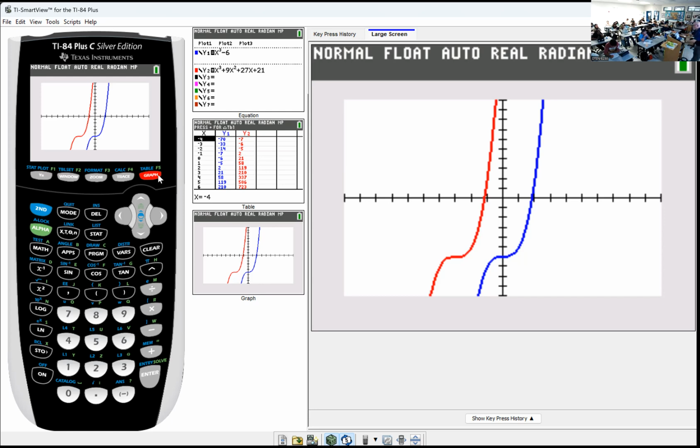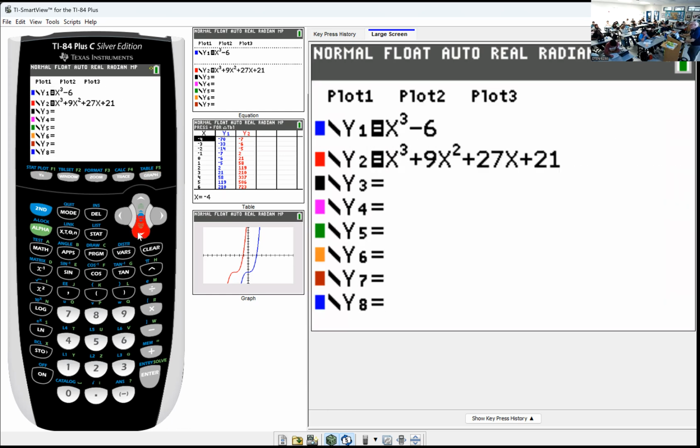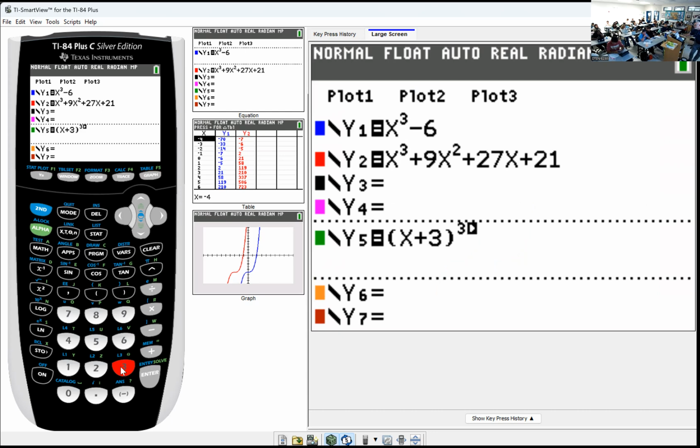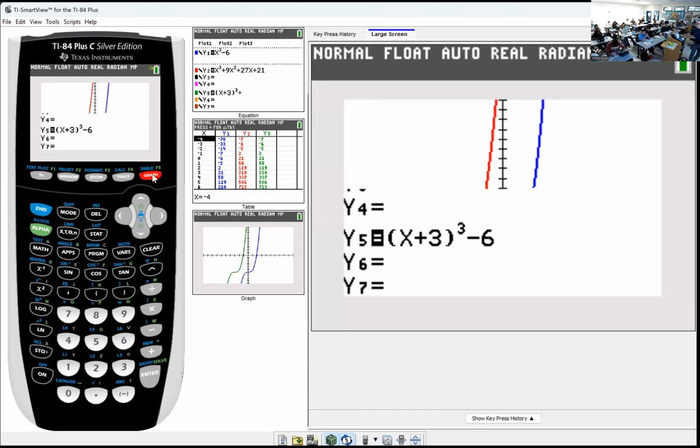If I were to graph that, y equals, and let's just do it in green down here. Let's say I just said, well, I'm just going to do it the easy way. I'm just going to say x plus 3, that quantity cubed, and now I'm going to subtract 6. This is going to graph right over my red function here.